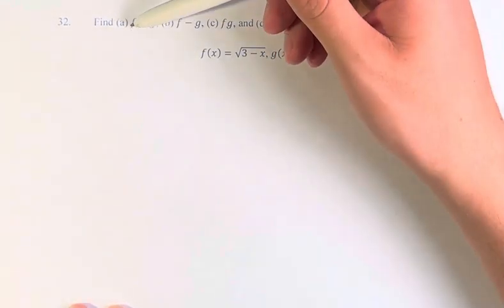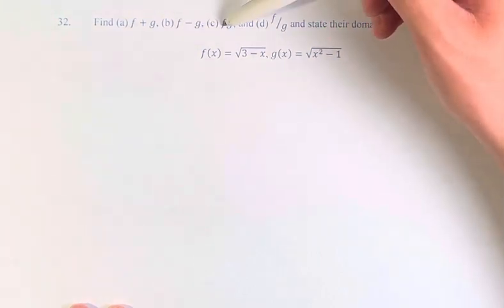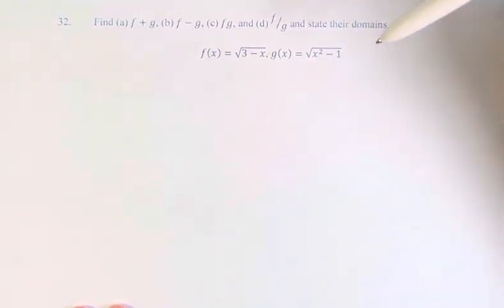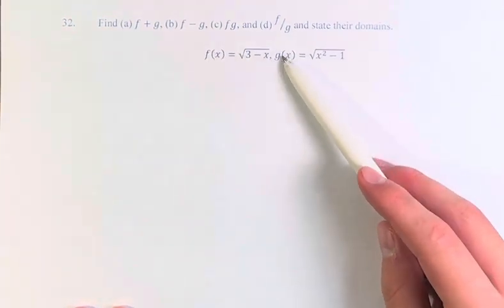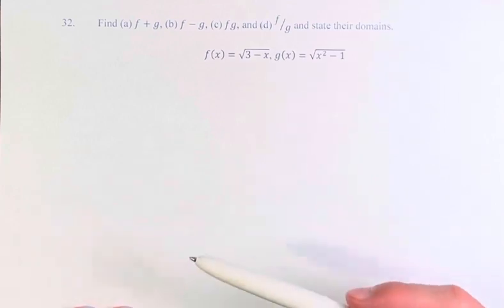In this problem, we're asked to find f plus g, f minus g, f times g, and f divided by g, and state their domains. So we have f of x is equal to the square root of 3 minus x, and g of x is equal to the square root of x squared minus 1.